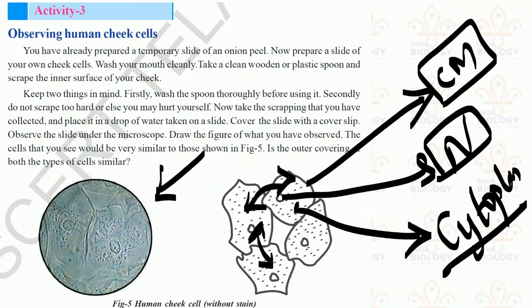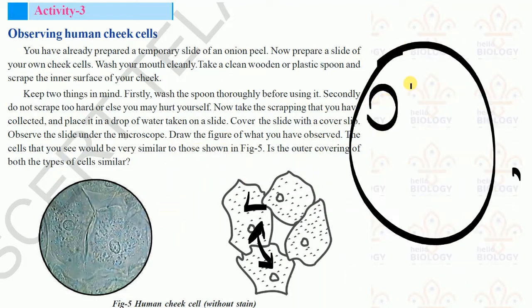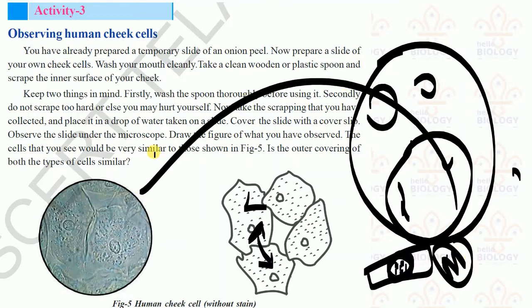So this is the human cheek cell activity. We need to take a scraper and scrape inside our mouth, put it over a microscope slide, add a drop of water, then put a cover slip like this, then focus under the microscope, and then we can see the image.